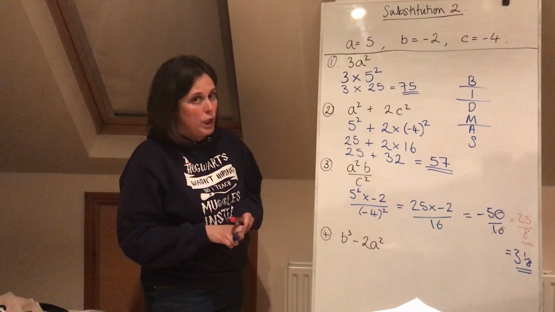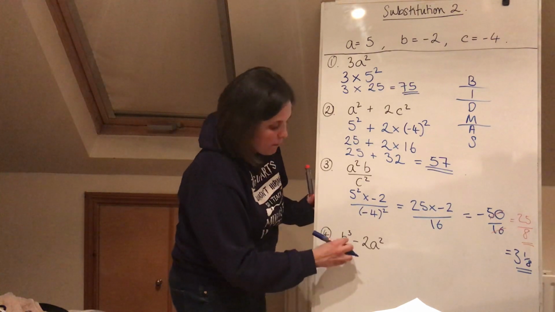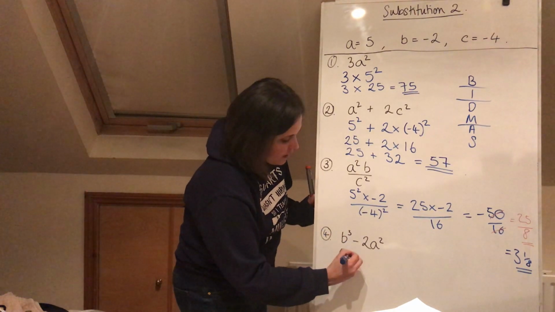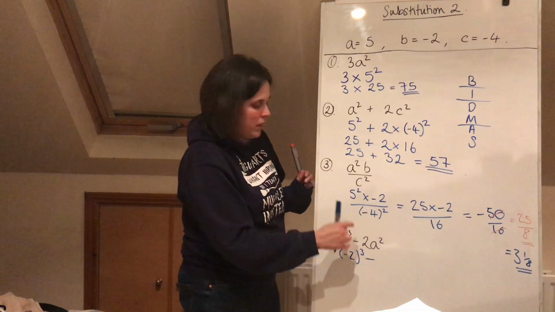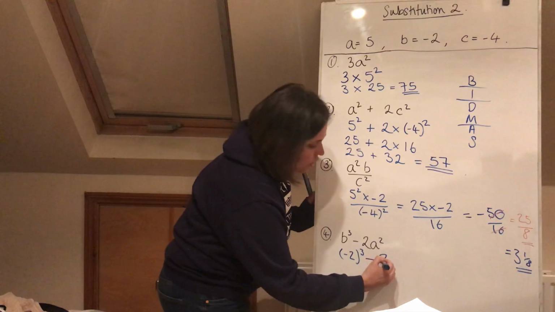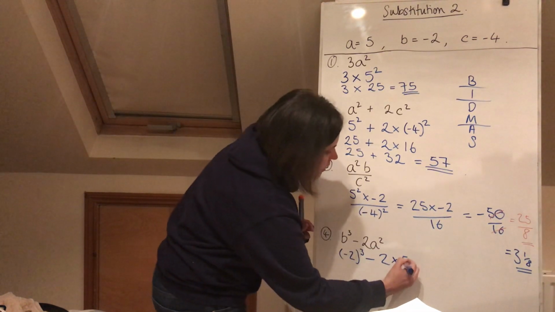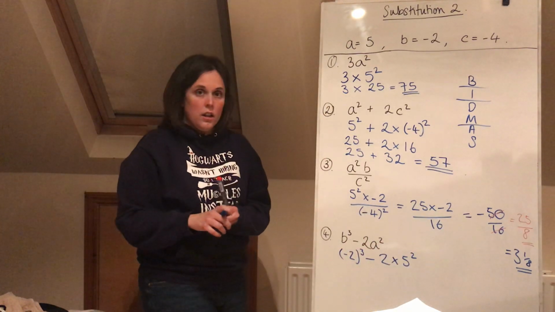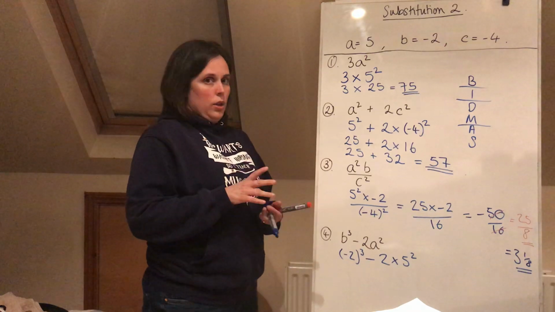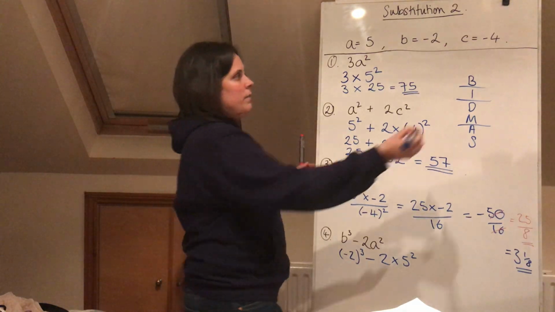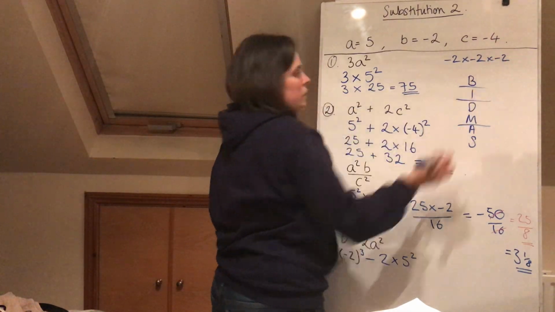Right, last one, I've put a cubed in there just to make it a bit more interesting. So we have, and again, because it's a negative, I'm going to put the brackets in, -2 cubed, just make sure I've got the right number, minus 2, again that means times, A, which is 5 squared, okay? So, -2 cubed. Now, cubed, we're doing -2 multiplied by -2 multiplied by -2.